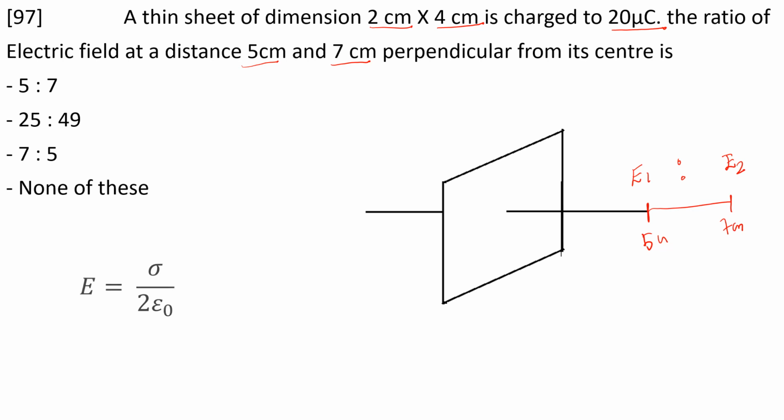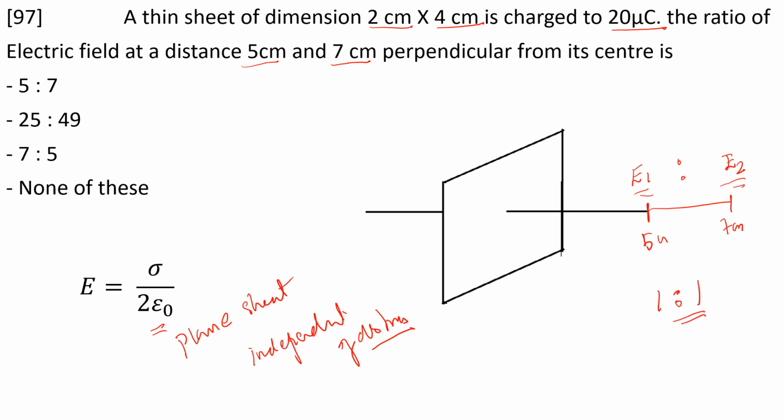Now you have a formula E equal to sigma by 2 epsilon for a plane sheet of charge. So it is independent of r, independent of the distance. So wherever you keep, the electric field remains constant. So E1 is to E2 is nothing but 1 is to 1. So your answer is 1 is to 1. So none of this.